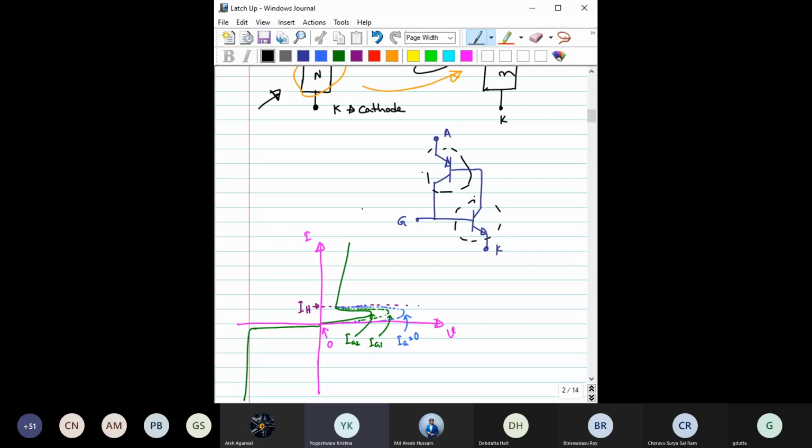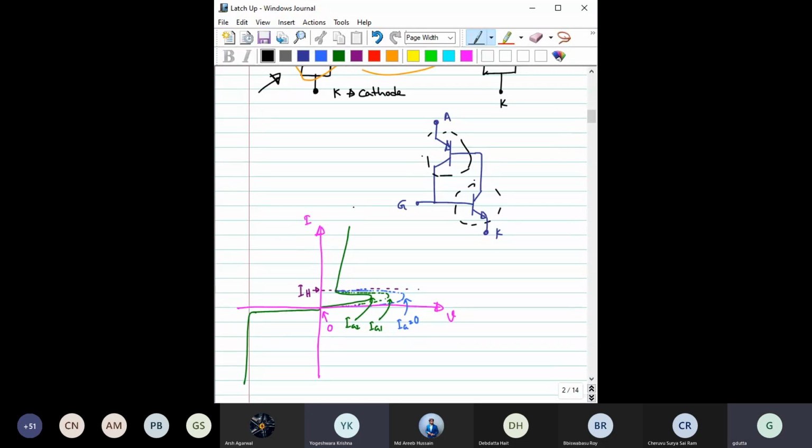So how would the IV characteristics of this SCR look? Let us try to understand that. Here we are plotting I and this is V. V is the voltage between anode and cathode. Say the gate is floating. Then what will happen? Say we keep increasing this voltage. Then slowly this current will increase.